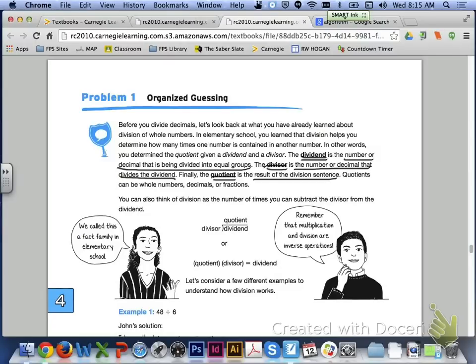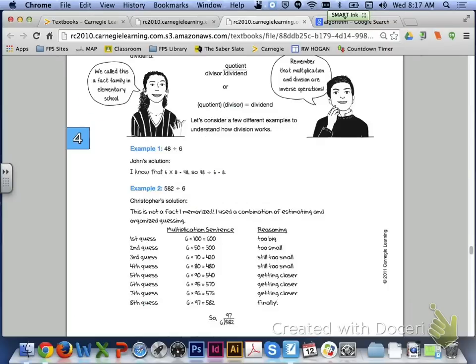The dividend is the number or decimal that is being divided into equal groups. The divisor is the number or decimal that divides the dividend. And finally, the quotient is the result of the division sentence. Quotients can be whole numbers, decimals, or fractions. So let's consider a few different examples to understand how division works.